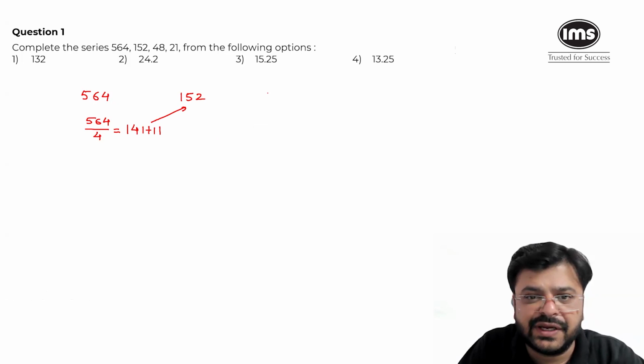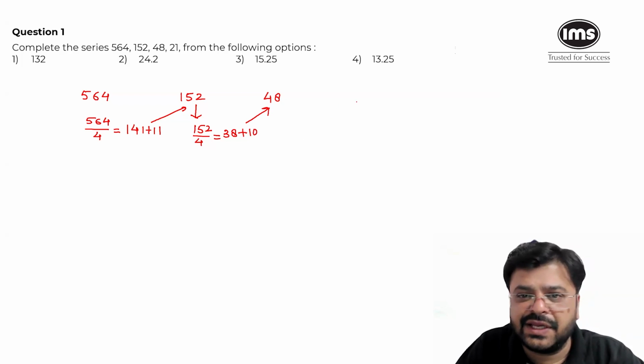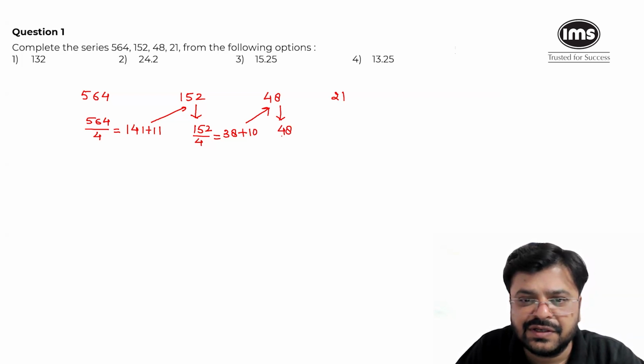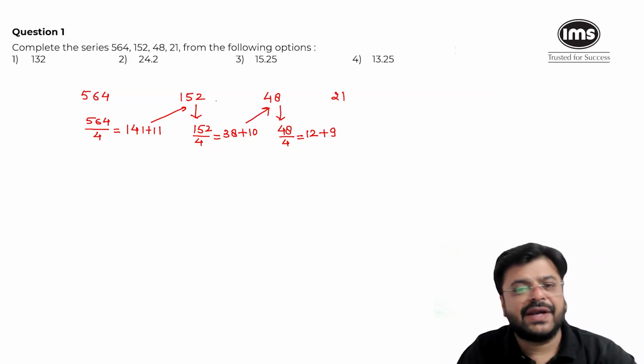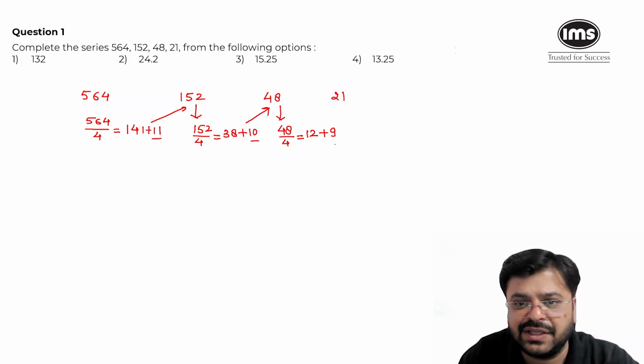The third term 48 is obtained by dividing this term by 4. So 152 divided by 4 is 38 and then add 10, we get 48. And the next term 21 is obtained by dividing this number 48 by 4, which gives us 12 plus 9. So we are dividing every term by 4 and we are adding the numbers in decreasing order. First we added 11, then 10, then 9.